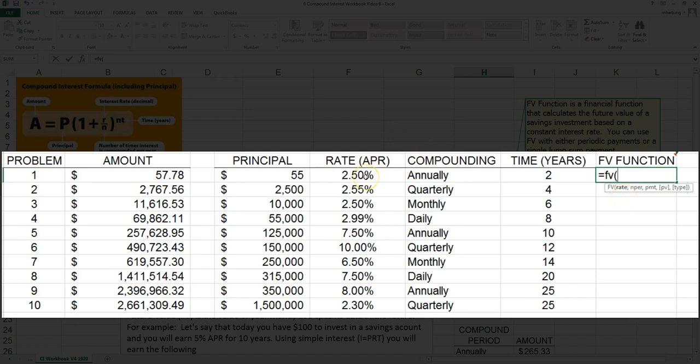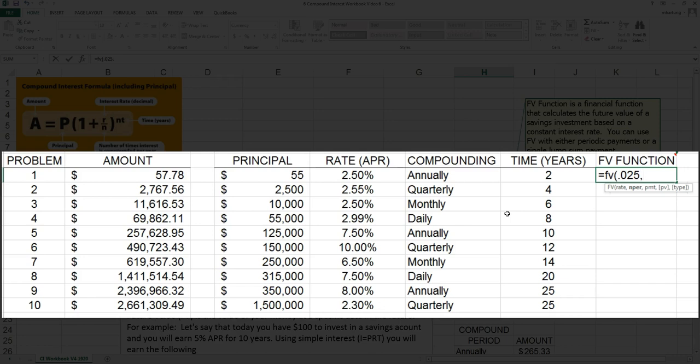Here we have 2.5%, but we do need to pay attention to the compounding periods. Now in this case it's annually, so that would be once a year. So we could divide it by 1, but we don't need to do that. And so we can put in 0.025, separated with our comma.